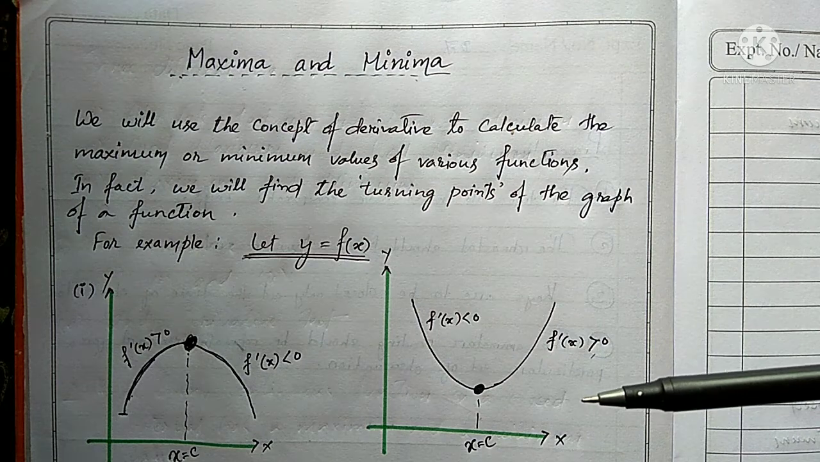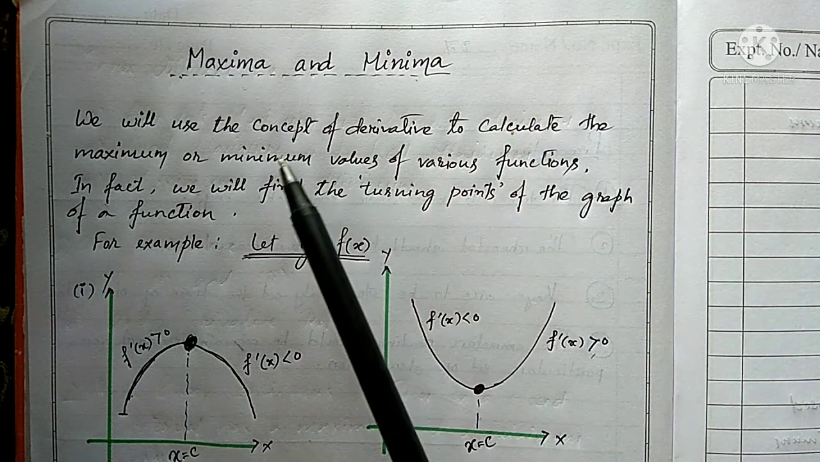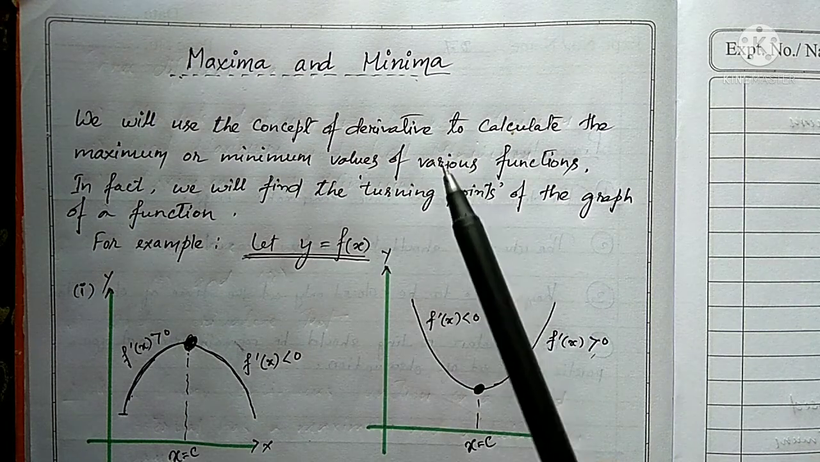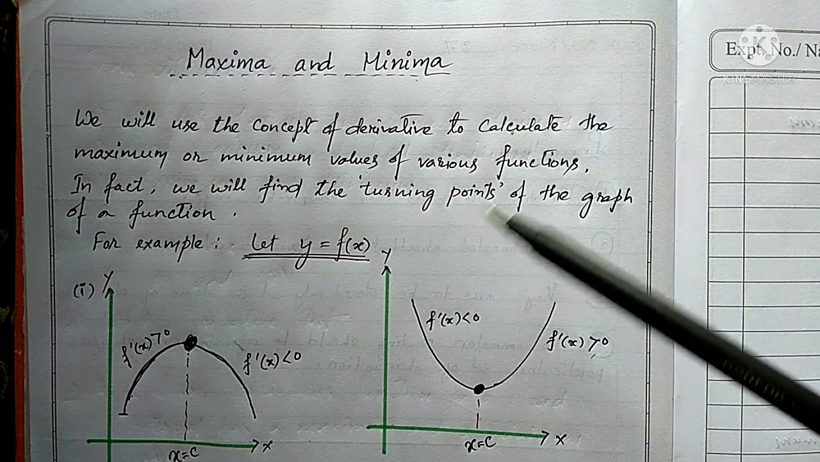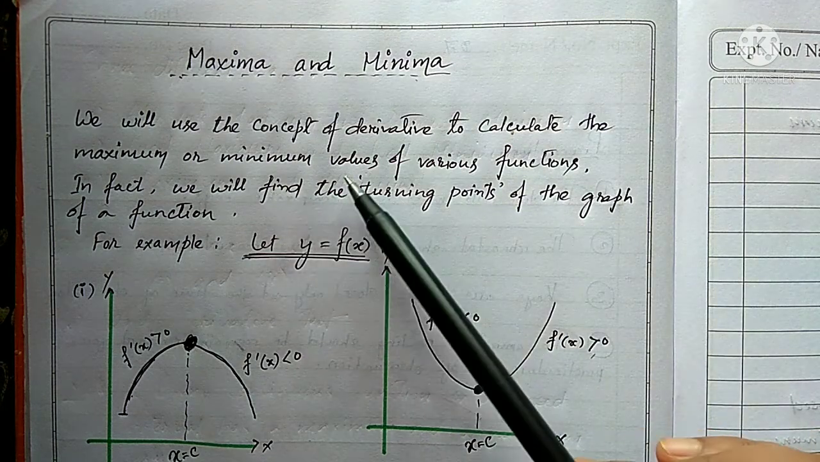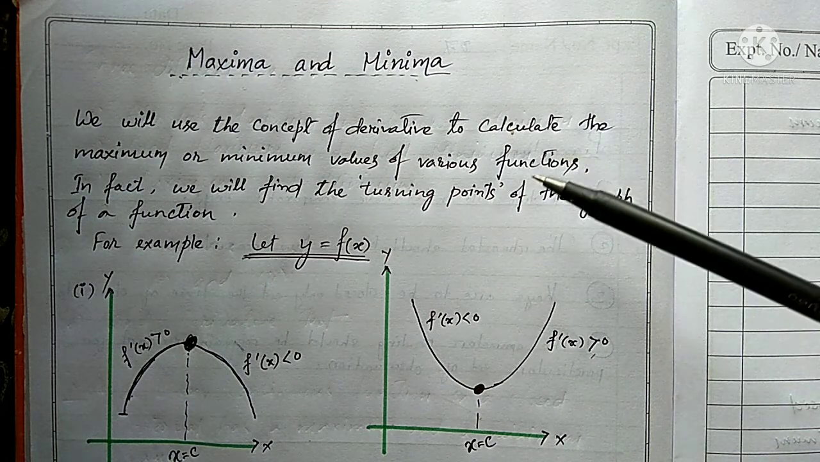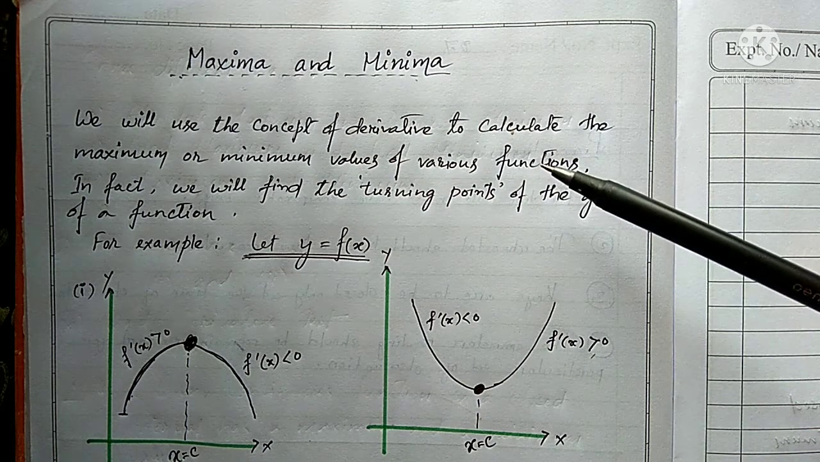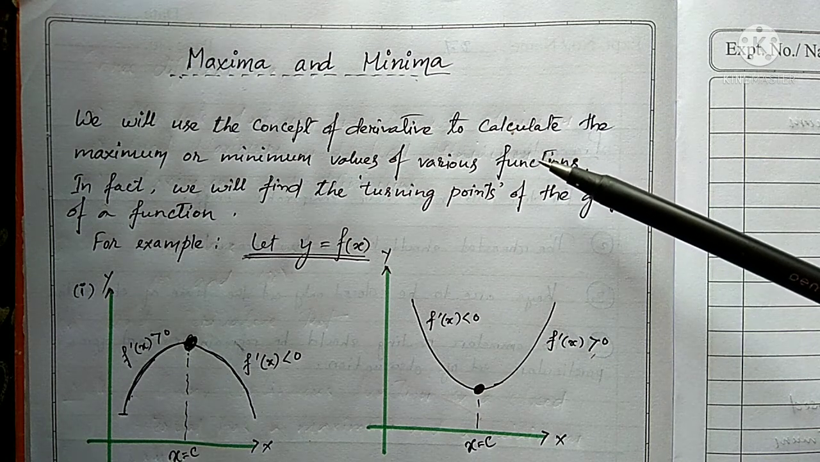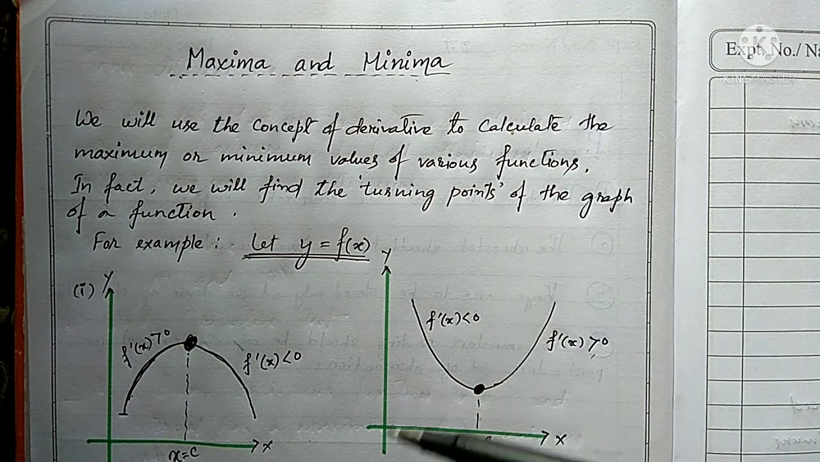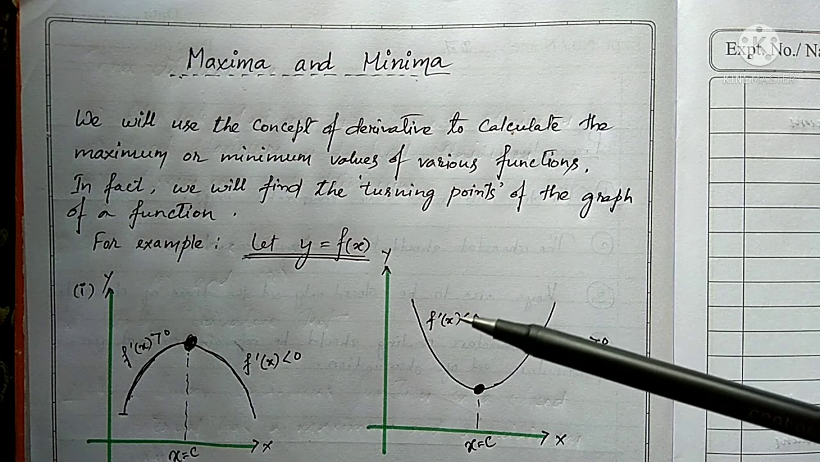In this section, we will use the concept of derivative. So here already written, we will use the concept of derivative. All of you know how to calculate the maximum or minimum values of various functions. That means for each and every function, we can find out the maximum value as well as the minimum value. With the help of derivative, we have to find out the maximum and minimum values.